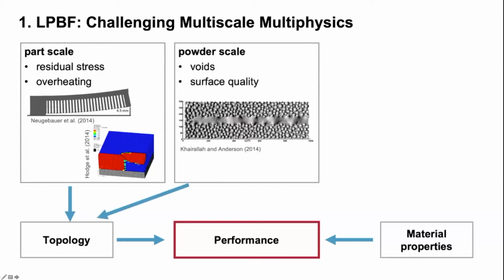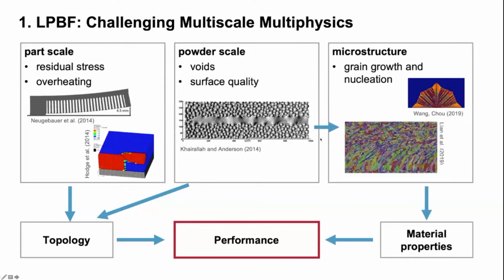The next scale is the powder scale. Here we can study voids, we can study surface quality, as we see here. We have an uneven surface. This is mostly due to surface tension effects. And on this powder scale, which is very small, 300 micrometers, where there's 1 millimeter, we can study the temperature distribution quite precisely, and this temperature distribution then influences the microstructure, grain growth, and nucleation.